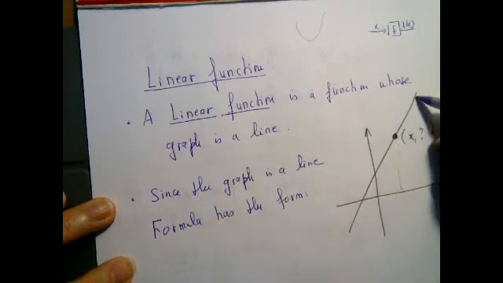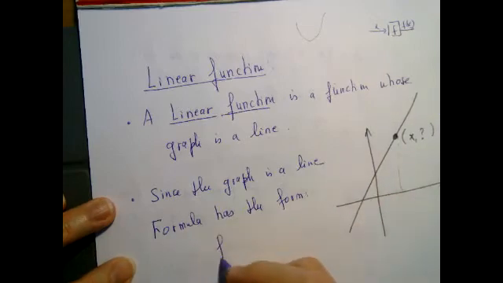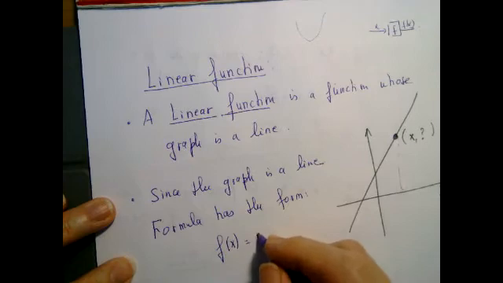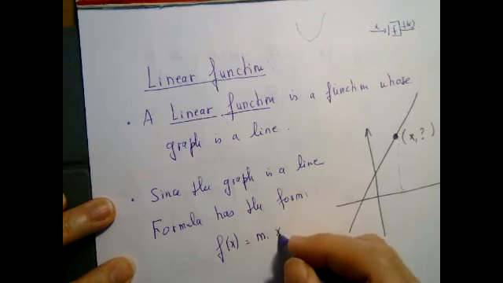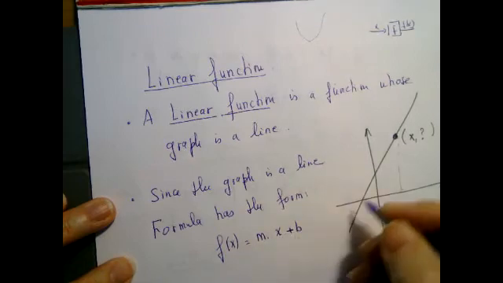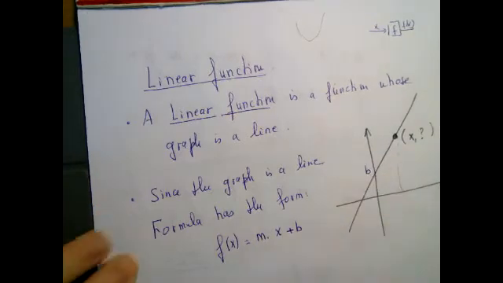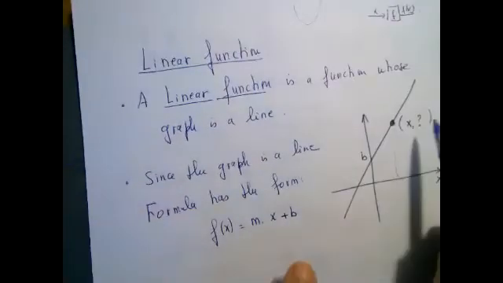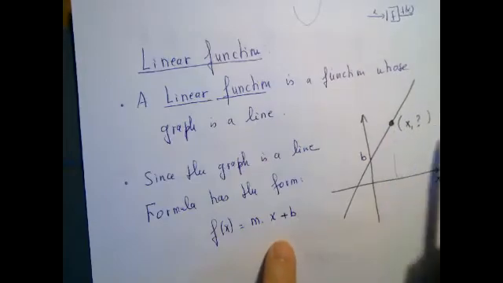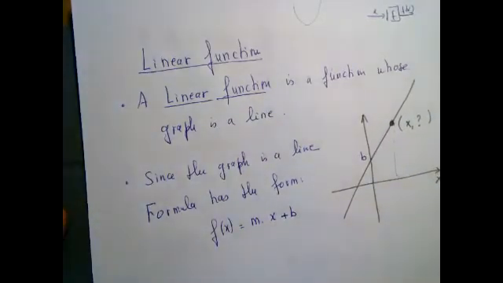The formula is nothing more than the equation of the line. So it's going to have the form: the output, it means the y value, is always the slope times x plus b. So if a function is linear, the function has a very, very definite formula attached to it. It means the output value, the y value, is always mx plus b. So we can really work with them.